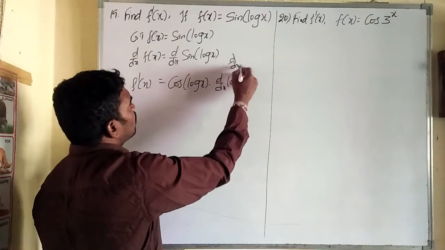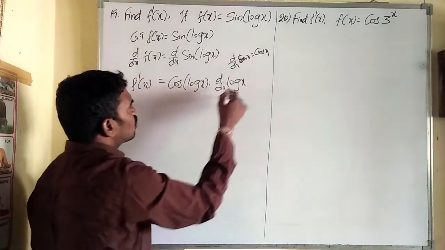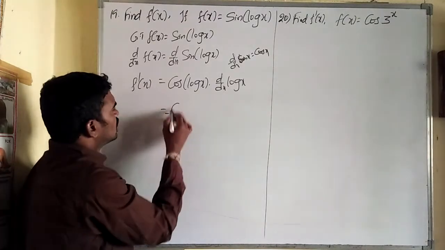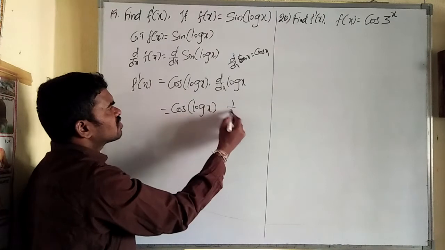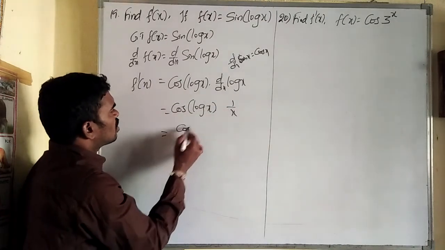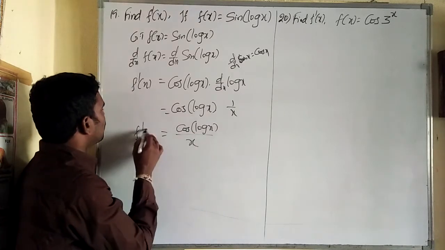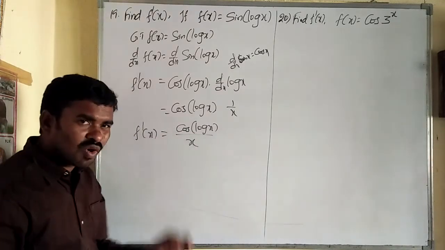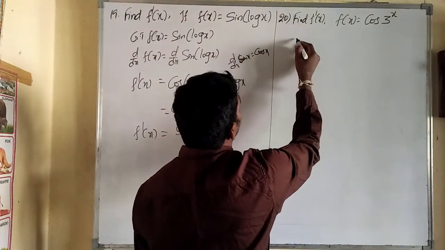So d by dx of sin x, the first formula we used, gives cos x. Next we use the derivative of log x. This is cos of log x into d by dx of log x, which is 1 by x. So what is the answer? Cos of log x by x is the answer, f dash of x. Very simple, small questions. Next, same: f of x is equal to cos 3 power x is given.